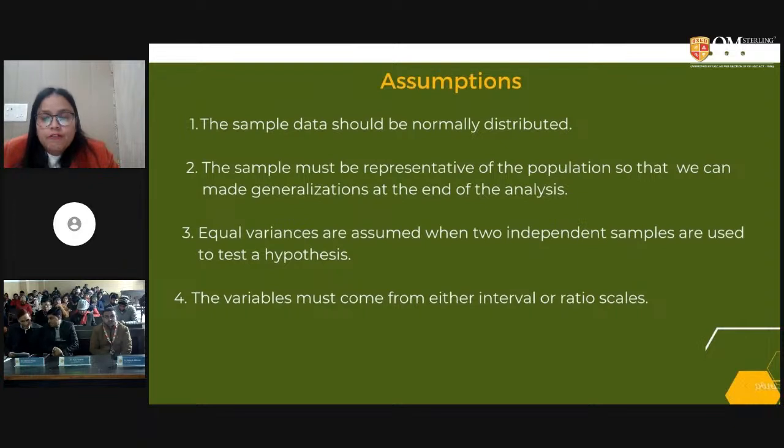So we have to make sure the variance for a particular set of independent sample groups should not be much different from each other. And last, when you have to apply a t-test, you have to make sure that the variable must be either interval or ratio scale. So you cannot apply t-test on ordinal or nominal category kind of variables.